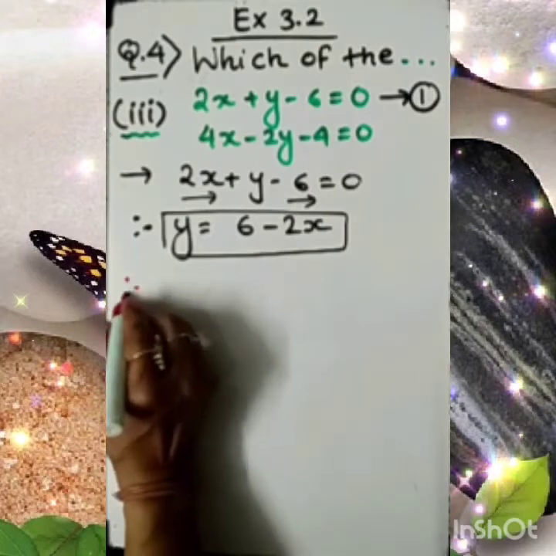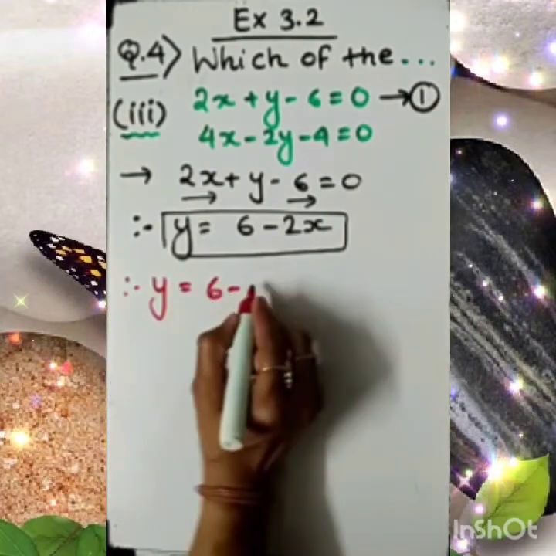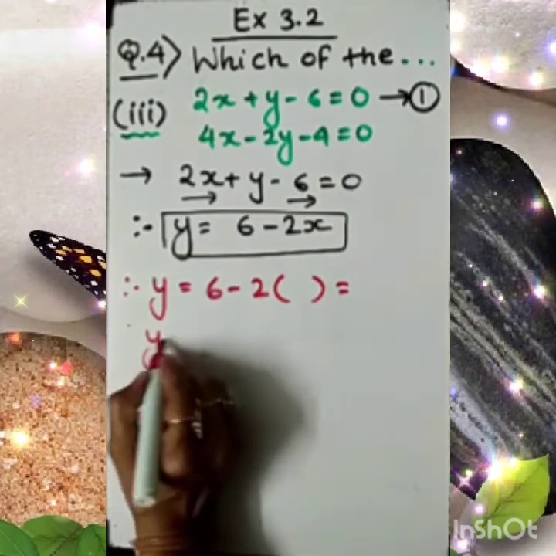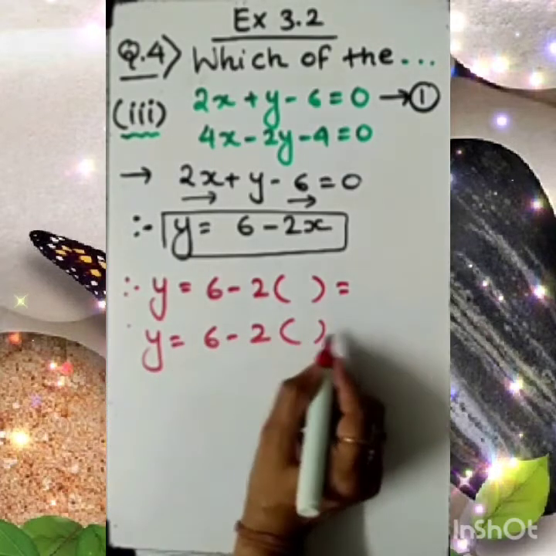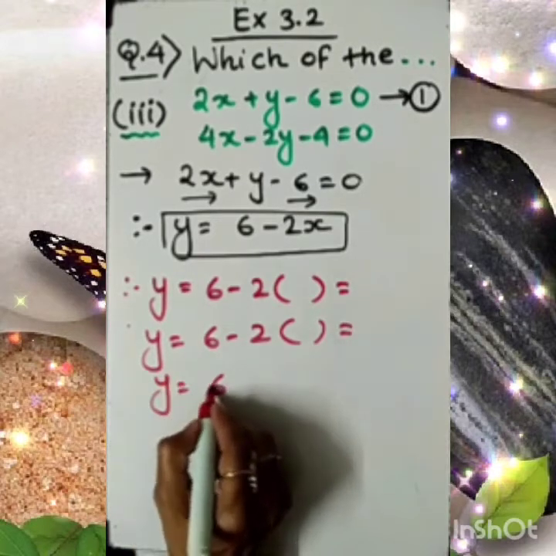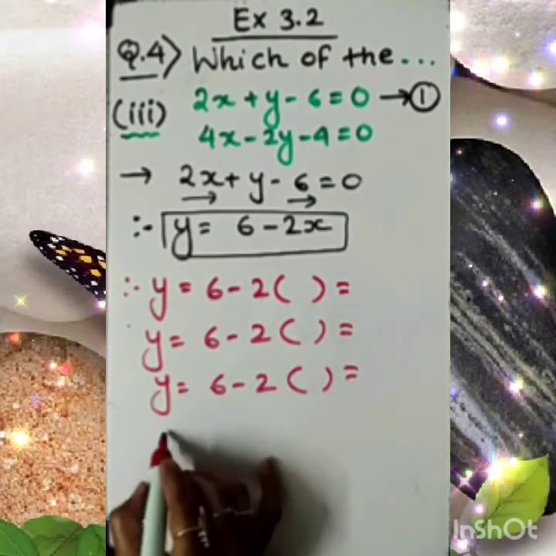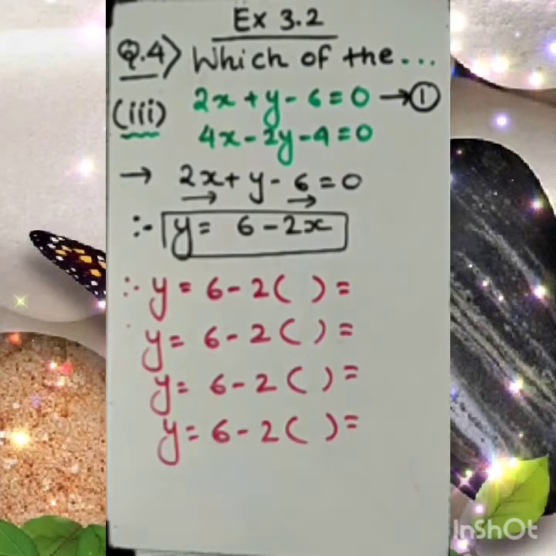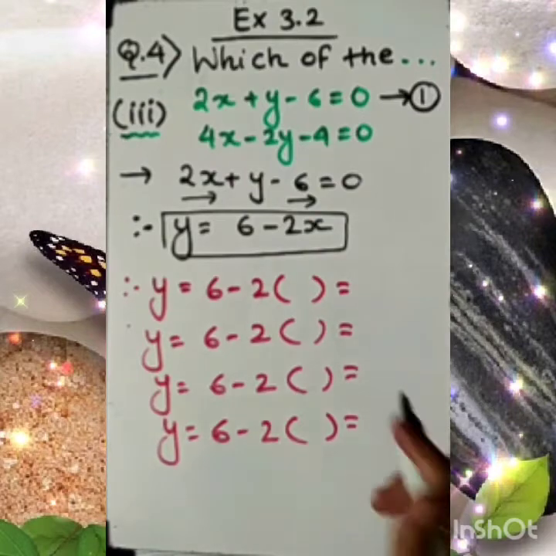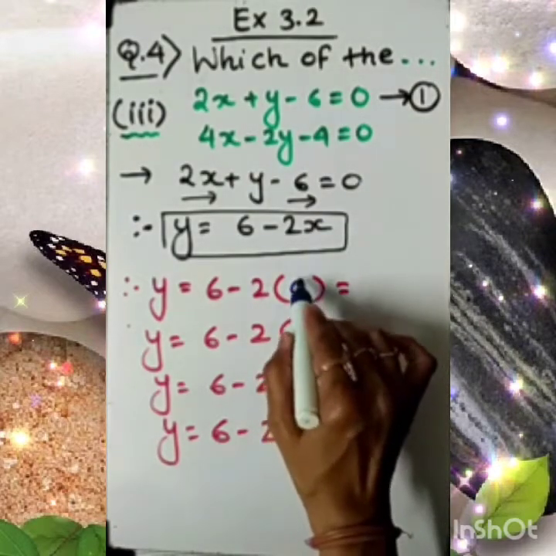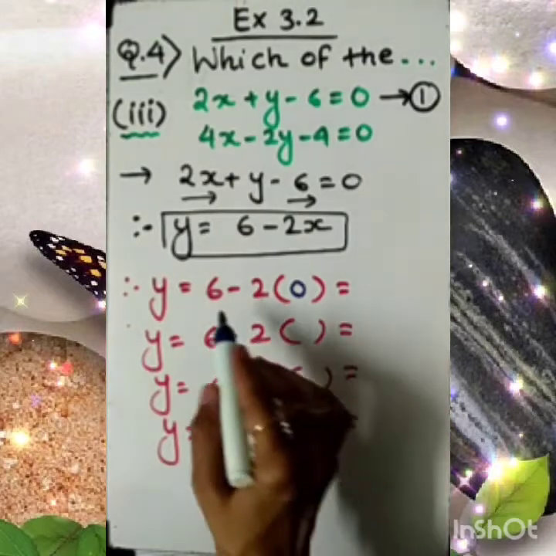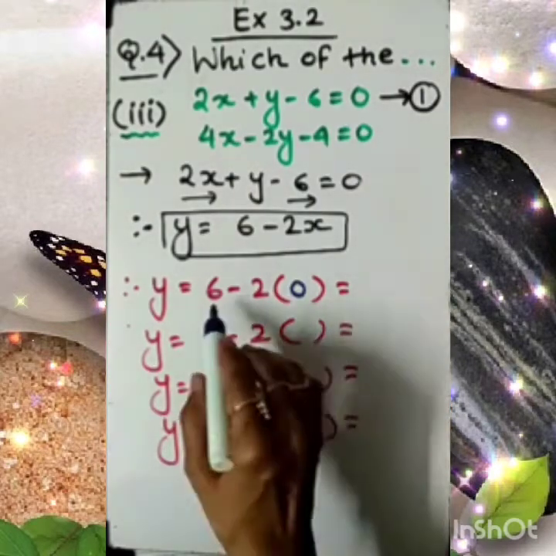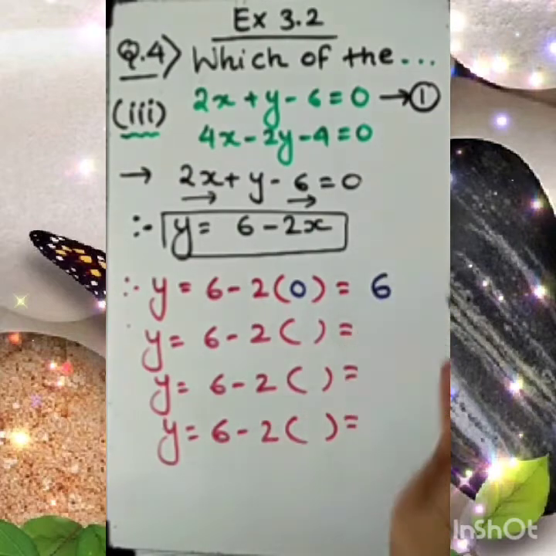So let's work that out. y equals 6 minus 2x. The choice will be yours. Suppose I am choosing 0. It will be easy, go with 0 all the time. So 6 minus 2 into 0, which is 0. So 6 minus 0 is only 6.